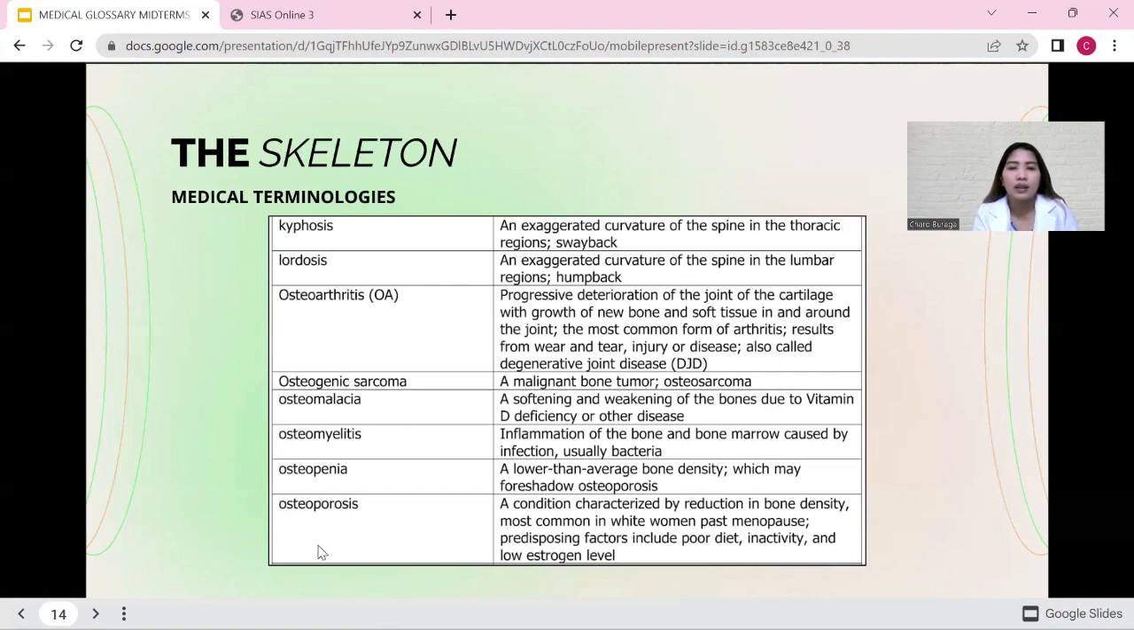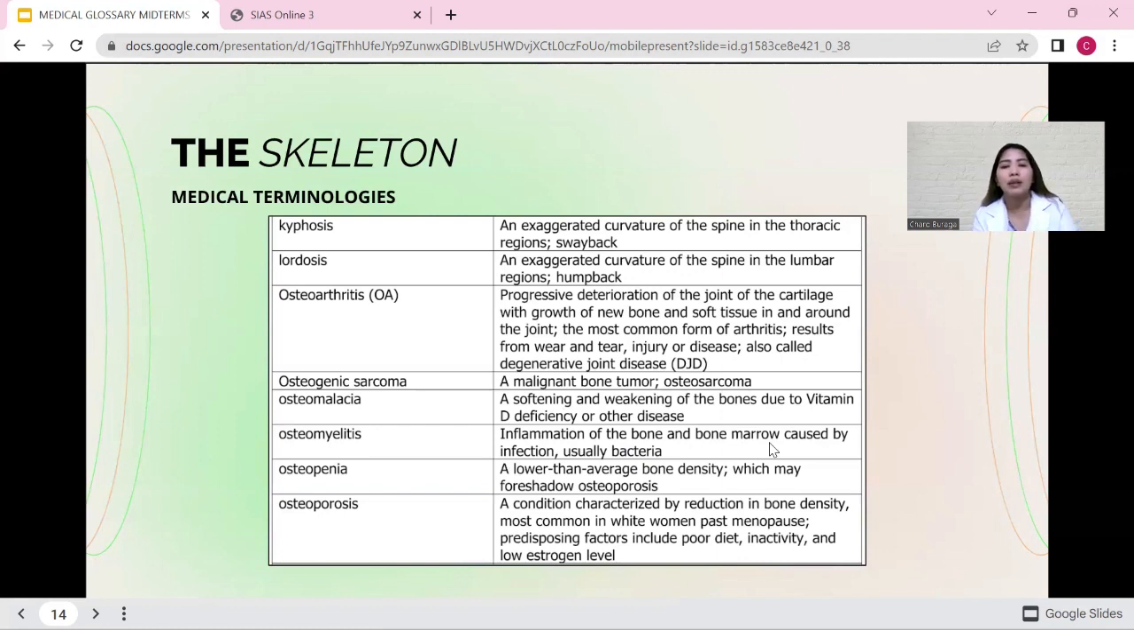Osteoarthritis, it is a degenerative disease, tandaan yan. Osteogenic sarcoma, when you say sarcoma, it is a malignant bone tumor. The osteomalacia, of course, is softening or the weakening of the bones due to what? Vitamin D and the calcium deficiency. Osteomyelitis, inflammation of the bone and bone marrow caused by infection. Usually, bacteria yan ang pupunta sa buto, which is masama.